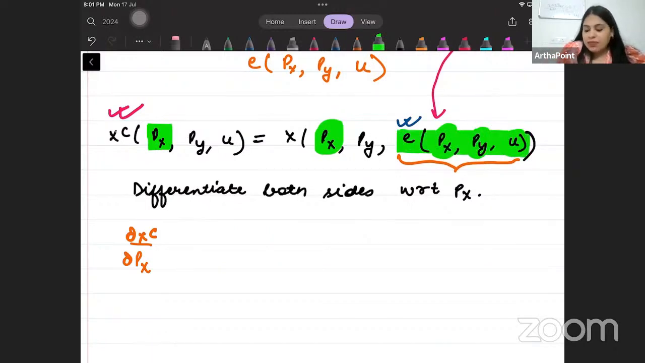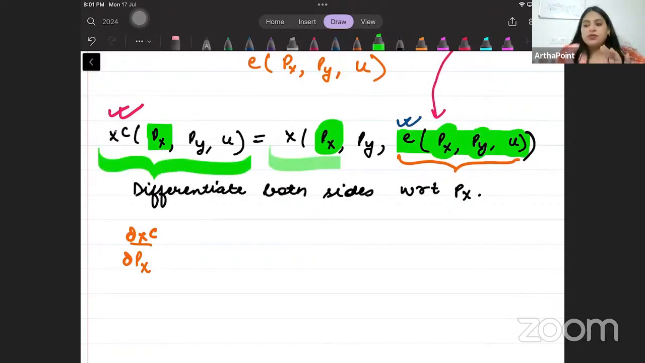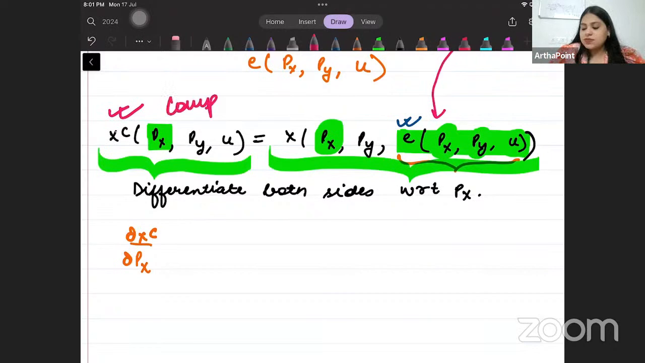So still, I am equating compensated demand to uncompensated demand. दोनों को equal कर रहे हैं. This is compensated, this is uncompensated. And instead of income, I've just replaced it with expenditure, right? Now, utility beta is a numeric value held constant, right? So I'm just keeping it as a numerical form, not functional. Okay, now just think about it.